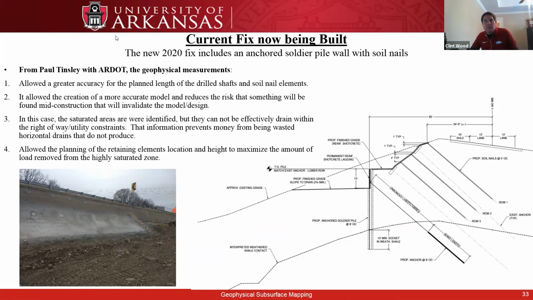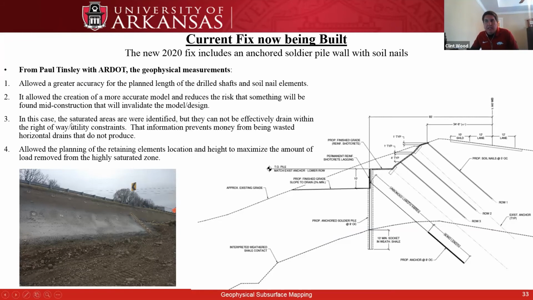The geophysical methods allow the creation of a more accurate model to reduce the risk that something will be found mid-construction that will invalidate the model or design. So that's a big thing in geotechnical risk, something that A-GaME is really getting into, is how do we mitigate a lot of the risk that come up. Not all projects will we find or observe things that will change the design, but we mitigate a lot of the risk even if we don't find particular features.